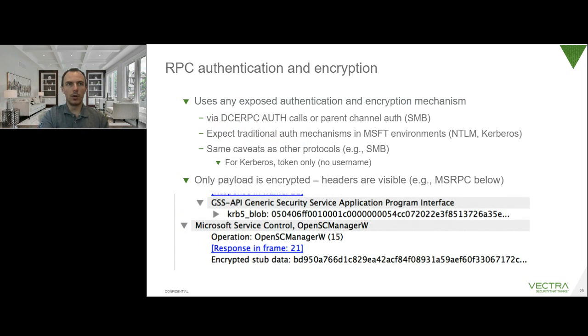So, RPC, in terms of authentication, has a whole bunch of authentication methods. This can be done over SMB. This is done through NTLM, Kerberos, really whatever is open and exposed. The payload itself, as you can see here, is an example of MSRPC. This is actually taken from a PCAP. The headers are visible, but the payload itself is what is encrypted here.